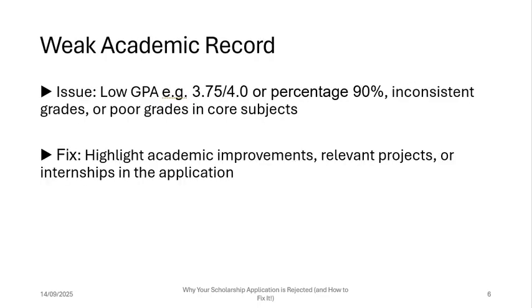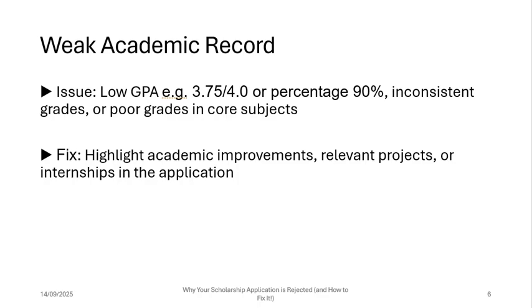Next rejection reason is that you have a weak academic record, meaning you have a very low GPA. For scholarships, maybe you need at least 3.5 or 3.7 out of 4 GPA to apply, or 90% plus grades. Sometimes your grades are good in one degree or certificate, but in the other one they are not very good. So that can also play a role when they calculate an average of your grades for two different degrees or certificates. So you will not be able to get your name on the merit list.